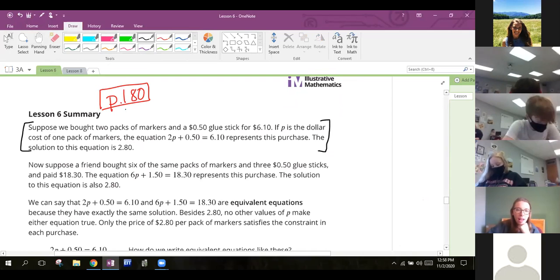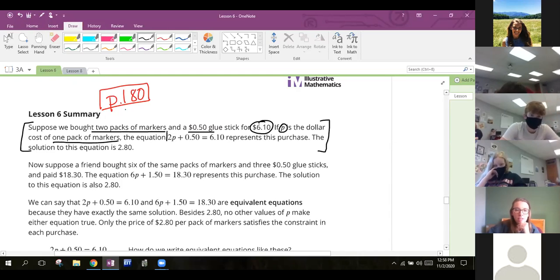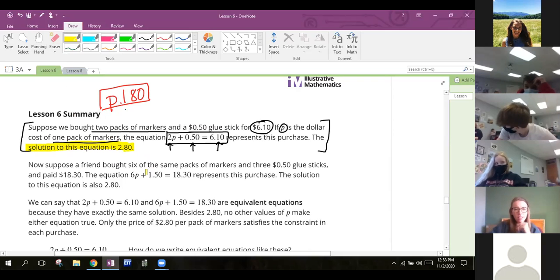Suppose we bought 2 packs of markers and a 50-cent glue stick, and we ended up spending $6.10. P stands for 1 pack of markers. And they give us this equation right here. So 2 packs of markers, 50 cents for the glue stick, and our total price. And then it tells us the solution is 2.80.